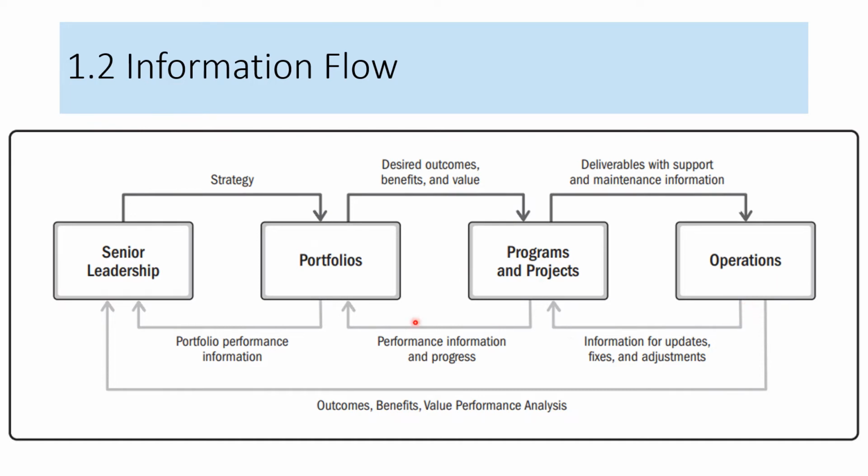The information flow which is in gray color is reverse in nature. Operation is giving information in a reverse manner in terms of updates, fixes, and adjustments. The programs and projects are providing the performance information and progress to the portfolios. The portfolio performance information goes to senior leadership. All the outcomes and benefits and value performance analysis goes from portfolios and programs and operations to senior leadership. So this is how the information flow looks in a value delivery system. It's very important to understand how the information flows forward and backward.